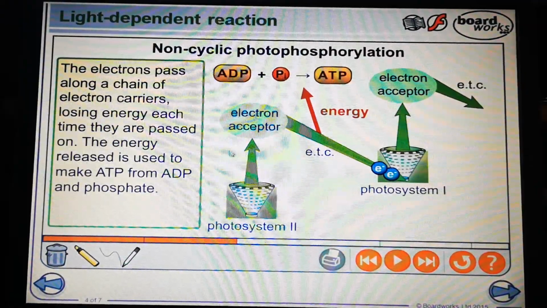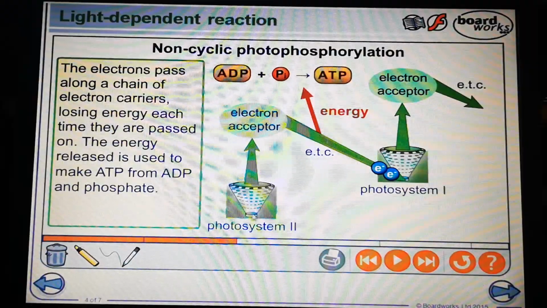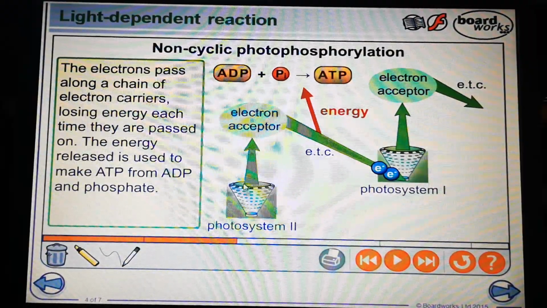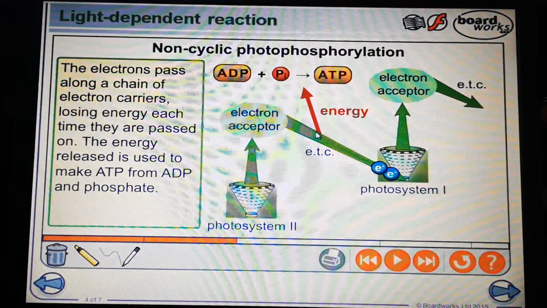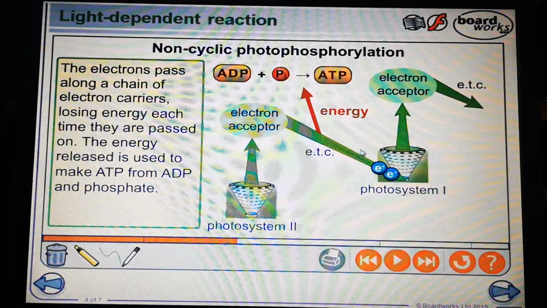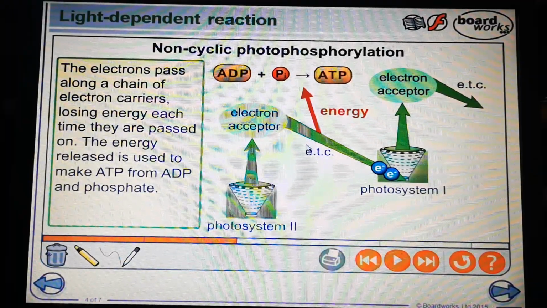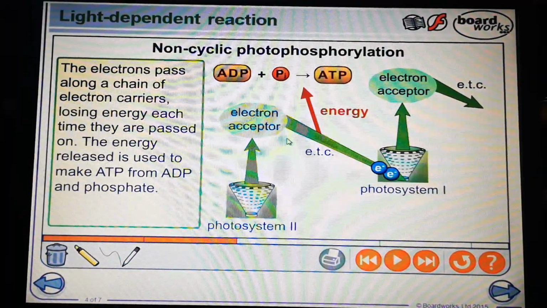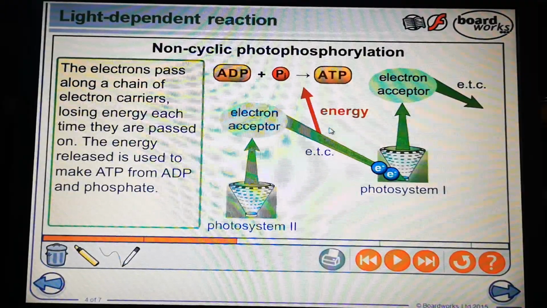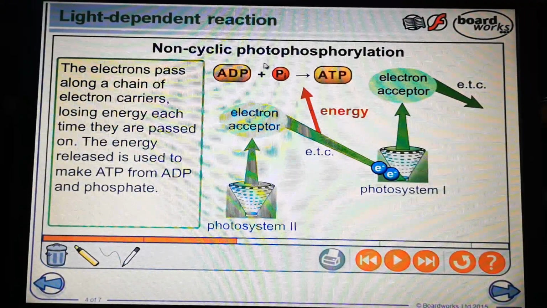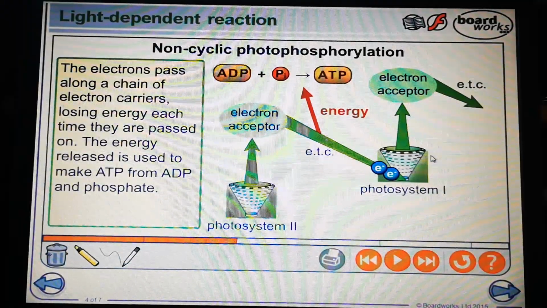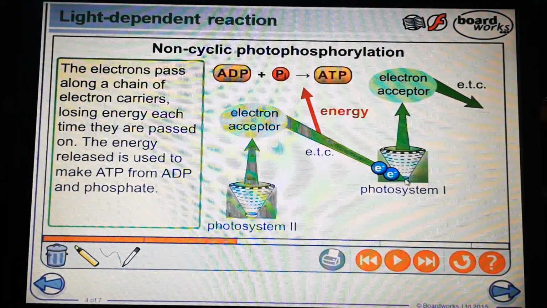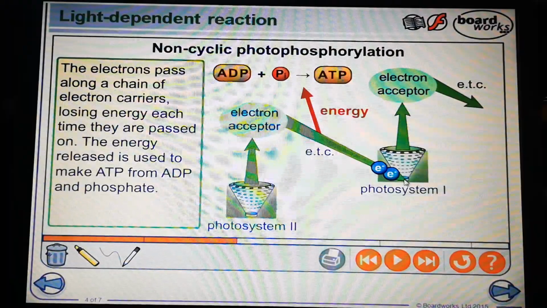So just to recap, light hits this part here, your chlorophyll. That excites a pair of electrons to a higher energy level, and then they get passed from molecule to molecule along the electron transport chain, and as they get passed they move down an energy level, and then that energy is going to be used to cause a molecule of ADP to combine with inorganic phosphate. And when you get to photosystem 1, the exact same thing is going to happen.